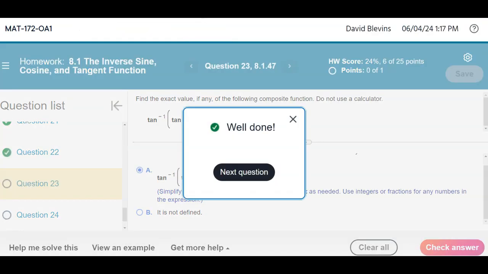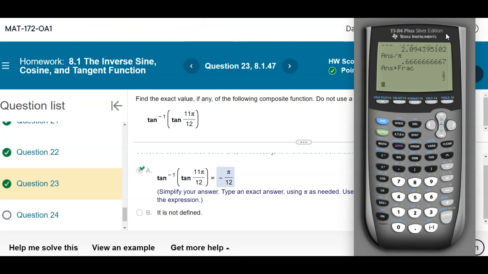All right, now let's look at the TI and do it that way. So again, let me clear out everything. Inverse tangent is second tangent of the tangent of 11 pi over 12. All right, close that off, hit enter. I'm going to divide that by pi, change that into a fraction. All right, and remember, stick the pi back in. We divide it out just to get it in the fractional form, and then stick it back in, and that'll be the negative pi over 12.